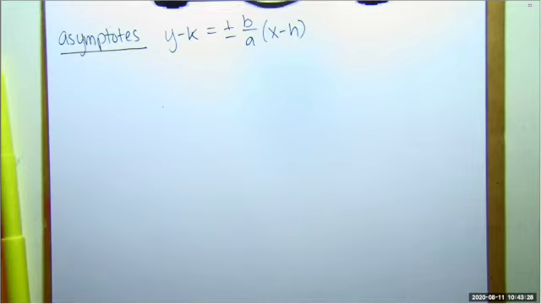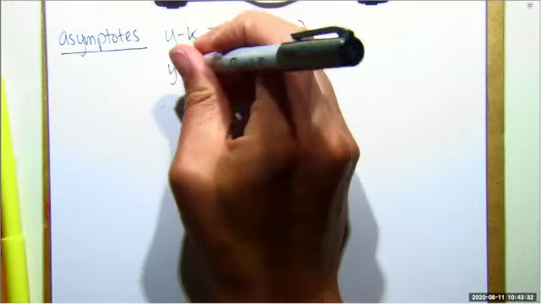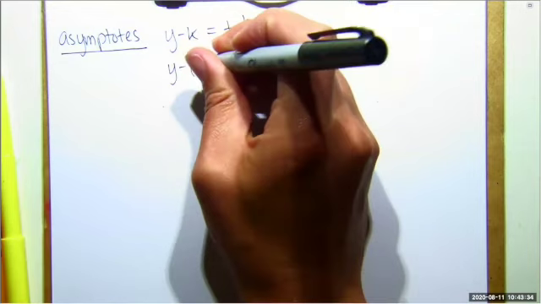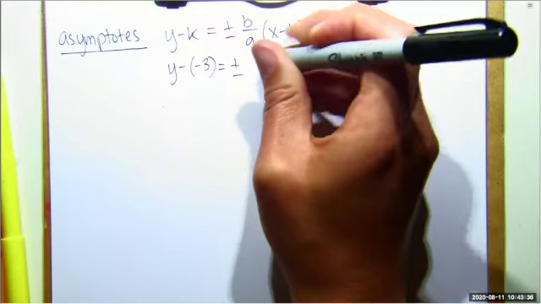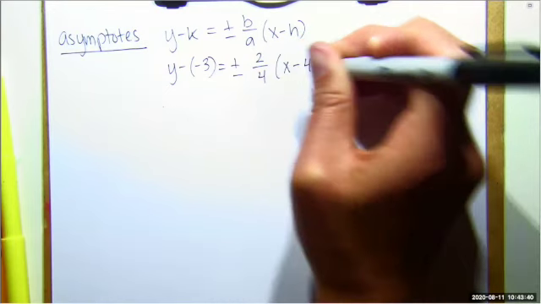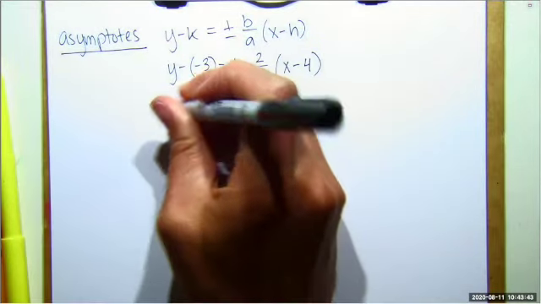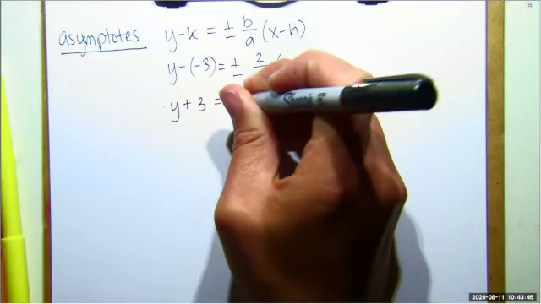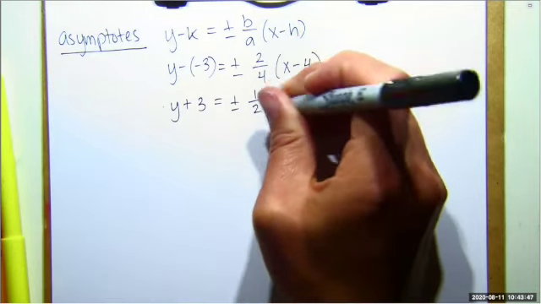So now we're going to plug in h and k and b and a. So I get y minus k, where k was -3, plus or minus b is 2, a is 4, and h was 4. So we get y plus 3 is equal to plus or minus 1/2 of x minus 4.